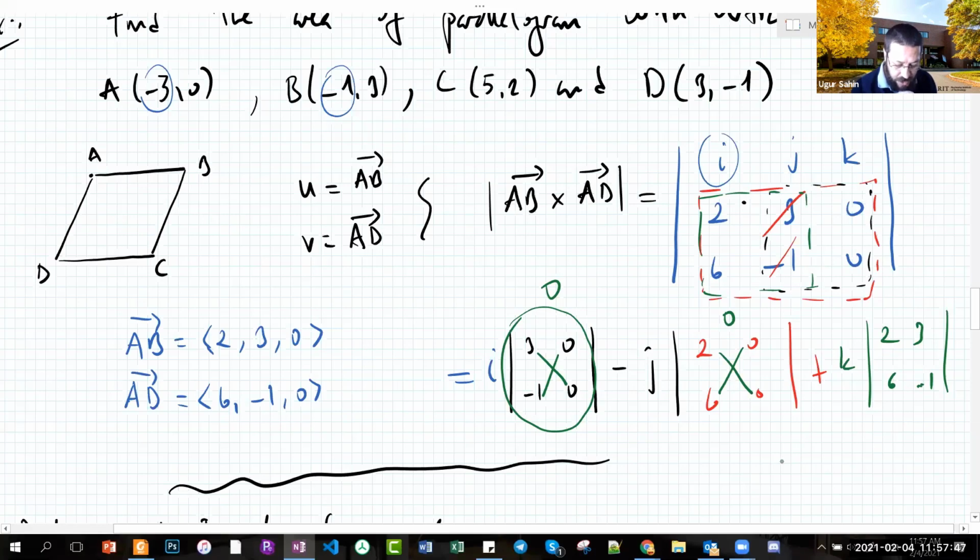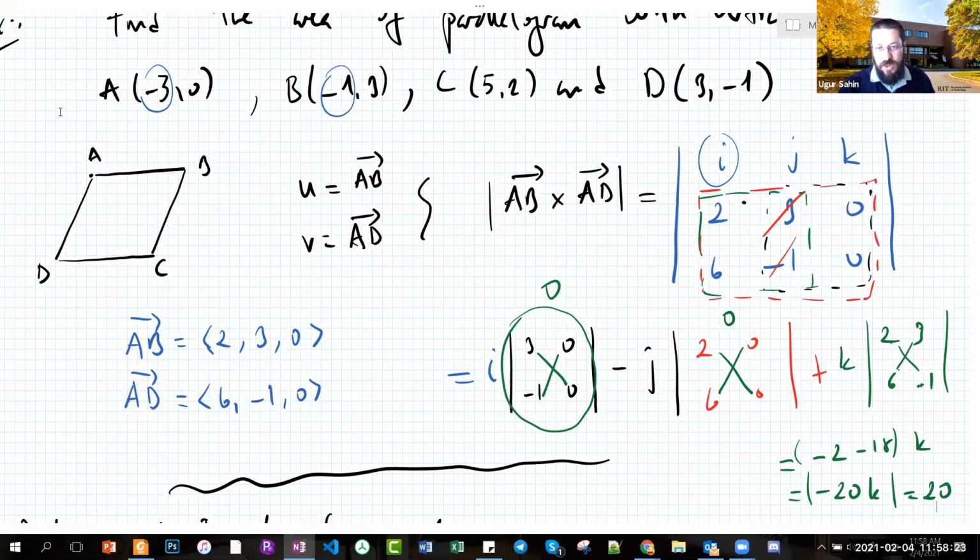But when it comes to the k, it is going to be what? 2 times -1, -2. 6 times 3, it is -18, but I have to write the negative in front. It is going to be -18 times k. So it is going to be -20k, but as you know, for the area, I need to take its magnitude. Since k is the unit vector, the magnitude is going to be 20. So now I found the area of the parallelogram.